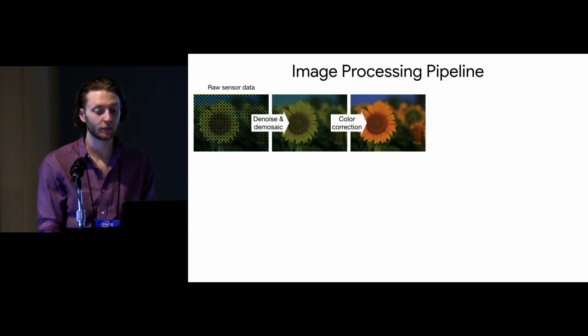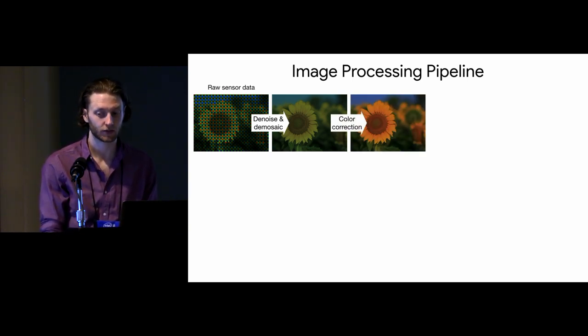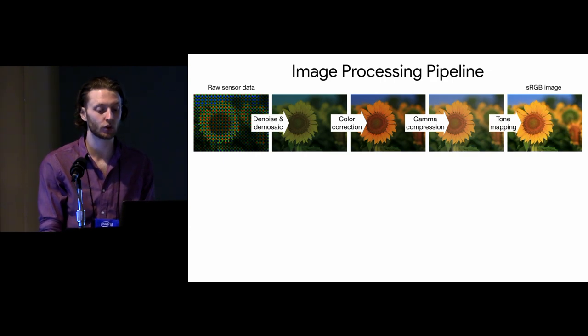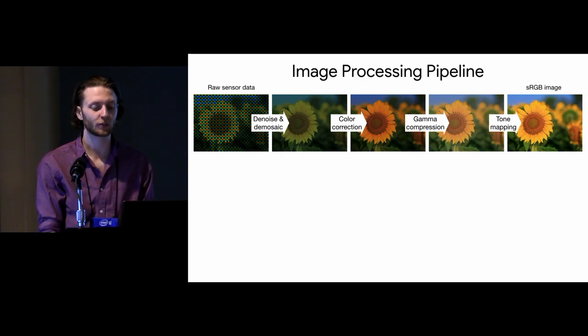Next, we apply white balance and a color correction matrix. Gamma compression more efficiently stores colors in a way that leverages human visual perception. And tone mapping preserves local contrast while compressing the image's dynamic range, giving us a normal-looking sRGB image. In practice, there are many more algorithms applied during an image processing pipeline, but these cover some of the most essential steps.